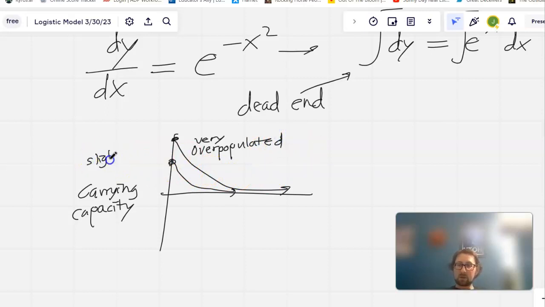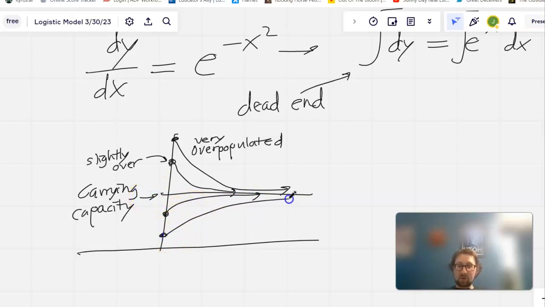Slightly overpopulated over here. And then our underpopulation examples would be sort of mirror images of those. Our slight underpopulation is here, and our very underpopulation is looking something like that over here. And for something that's basically dead on with the carrying capacity, it's basically going to stay steady with some minor fluctuation going on.